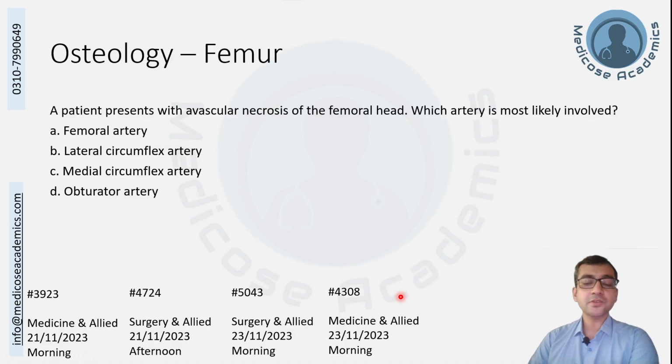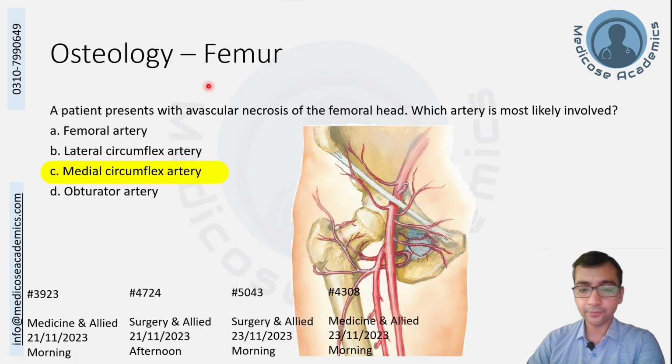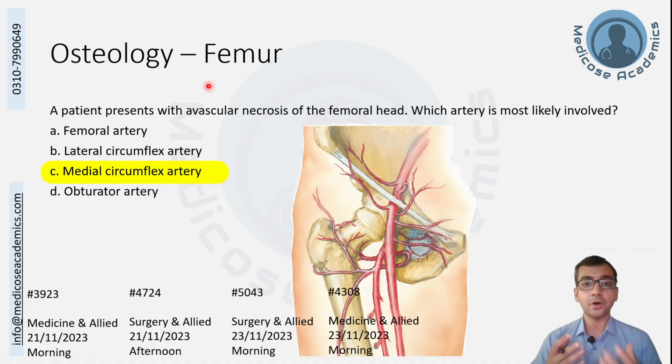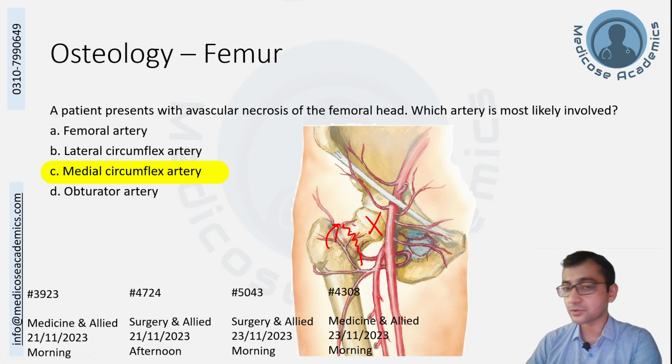A patient presents with avascular necrosis of head of femur. See how many times it has been repeated in the November 2023 attempt. Which artery is most likely involved? In the case of adults, the medial circumflex femoral artery is the chief supply, or the trochanteric anastomosis, or a combination of medial and lateral circumflex femoral arteries. So when the neck of femur fractures here, this area stops receiving its blood from this pathway, so it goes into avascular necrosis.